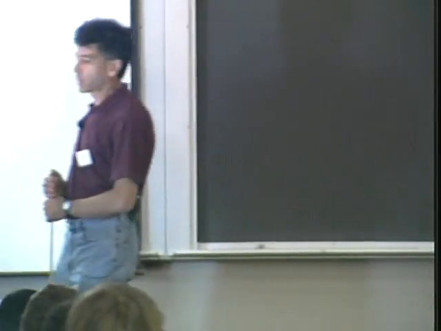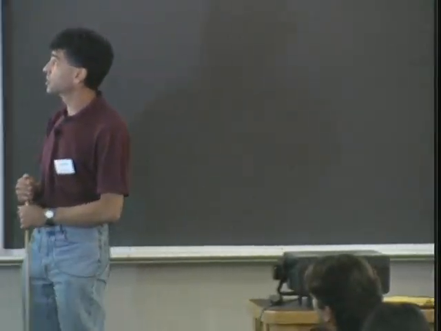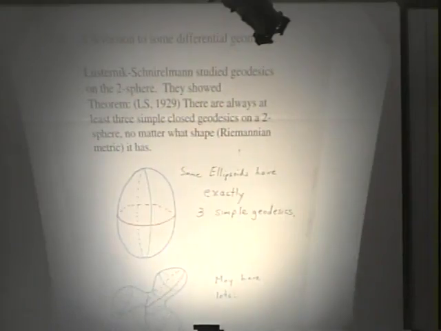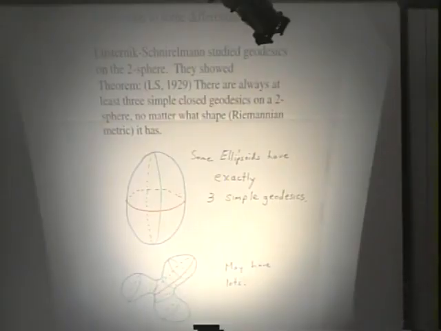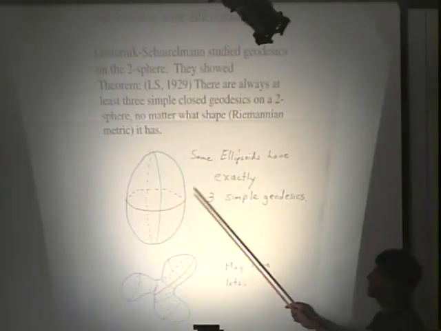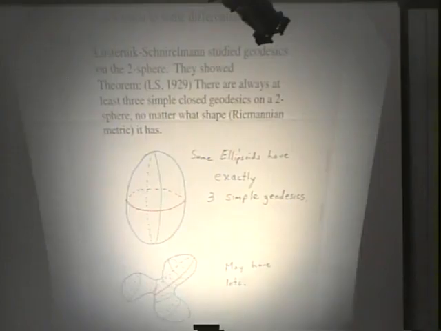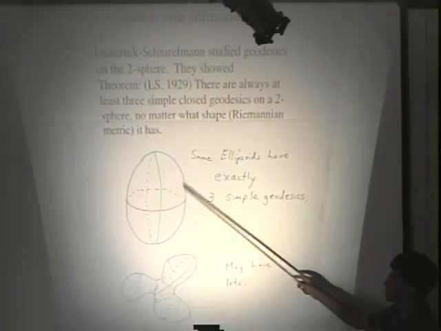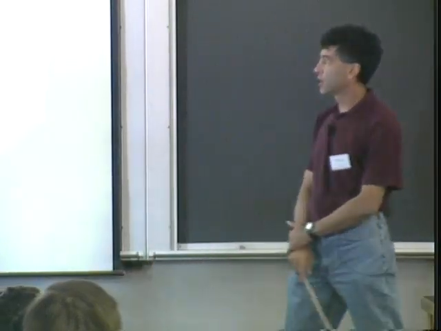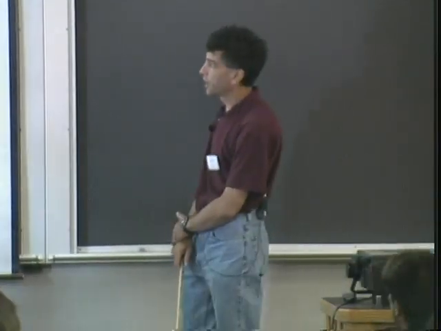Well, what can you do about the existence of these minimal surfaces? There are a couple of classical theorems that are relevant to us. One is a theorem of Lusternik and Schnirelmann from 1929. They showed that if you take a two-dimensional sphere with some metric on it, then no matter what the metric is, there are always three simple geodesics. So there are always three simple closed curves that are locally shortest for length.